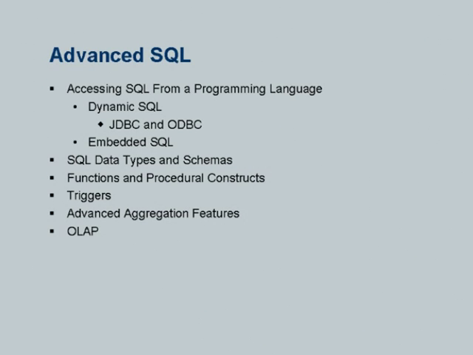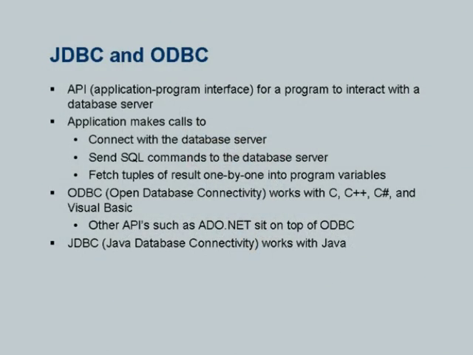The remaining parts of the chapter are more on type schemas, procedural constructs, triggers, advanced aggregation features, including ranking features, which we discussed earlier, and online analytical processing. So let me focus on JDBC. ODBC has the same properties.